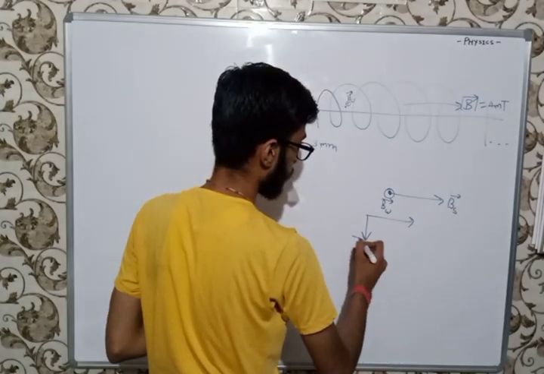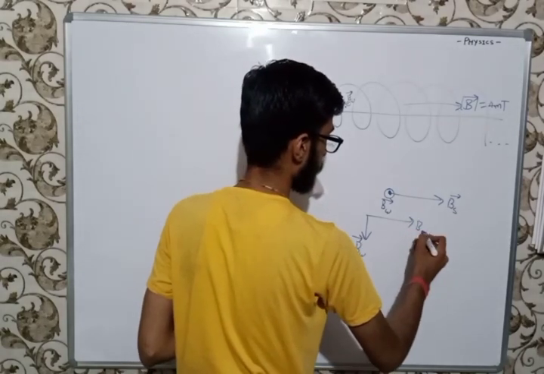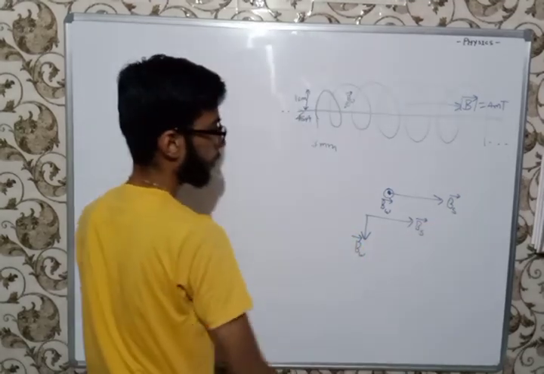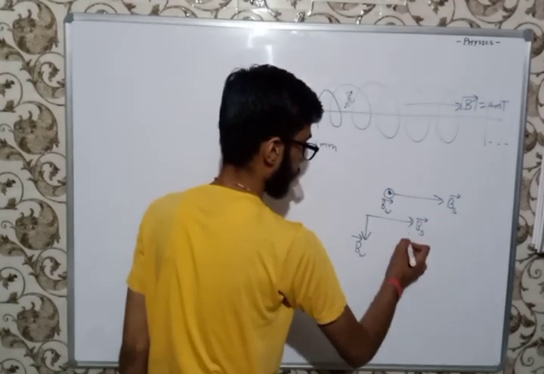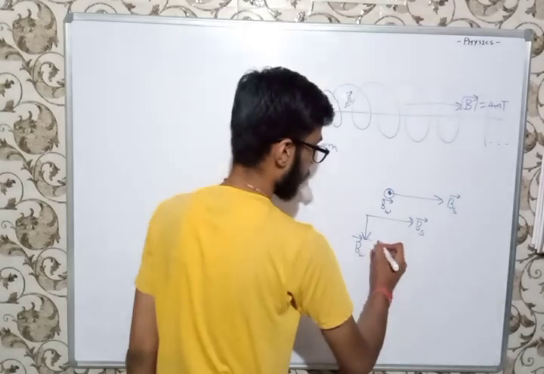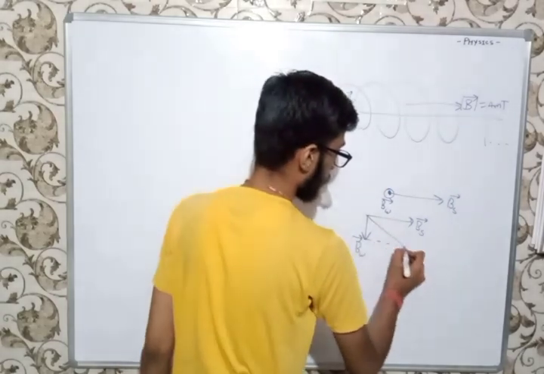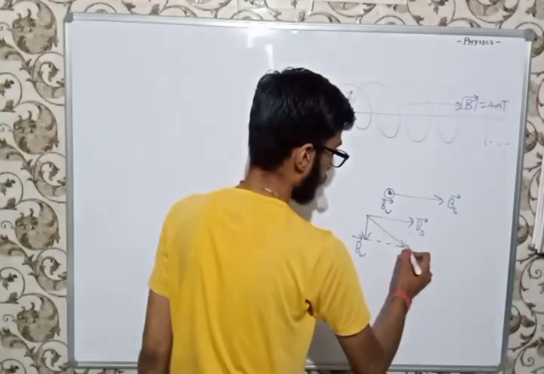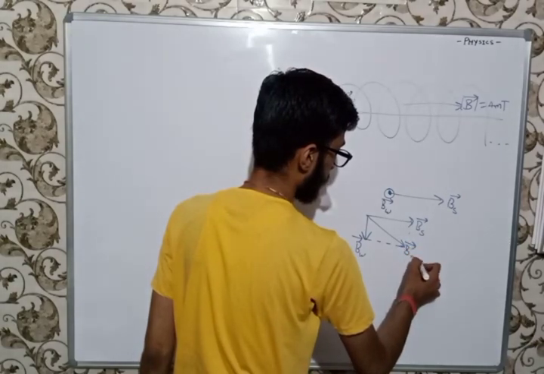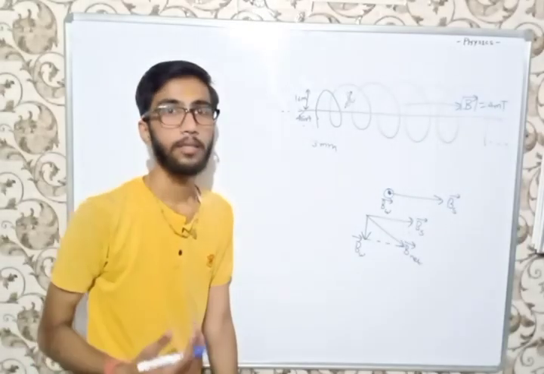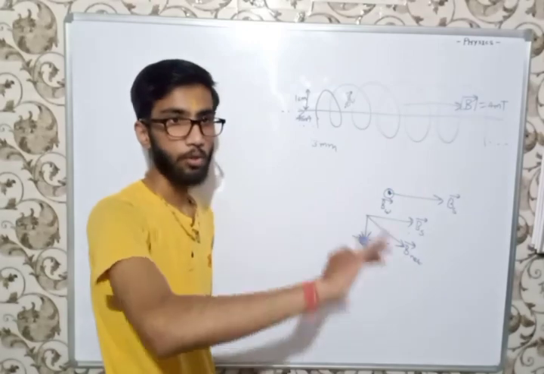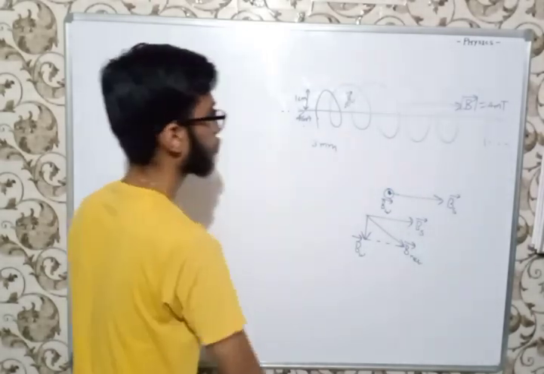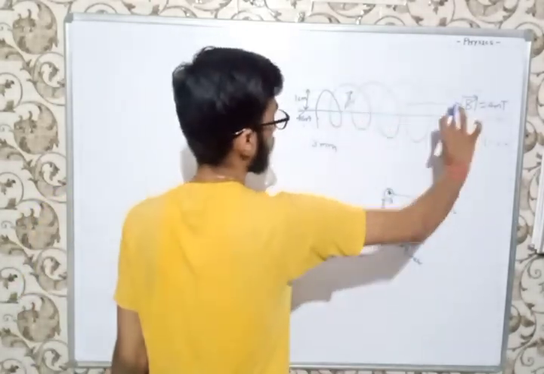B_W vector and B_S vector, and the resultant is this. Complete the parallelogram and take the diagonal. It is the net magnetic field. In a solenoid, the magnetic field remains the same throughout the solenoid. So B_S is the same everywhere.